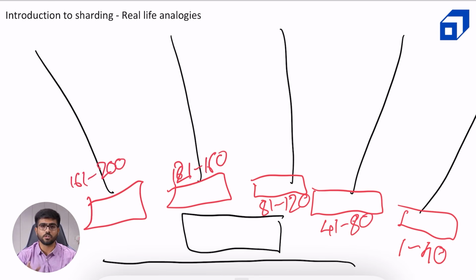Now, instead of all the students gathering around the table, they were bifurcated into different columns of the desks, and the process became so streamlined that it was very quick to check the papers and place them back. Now, this is similar to what sharding actually does.